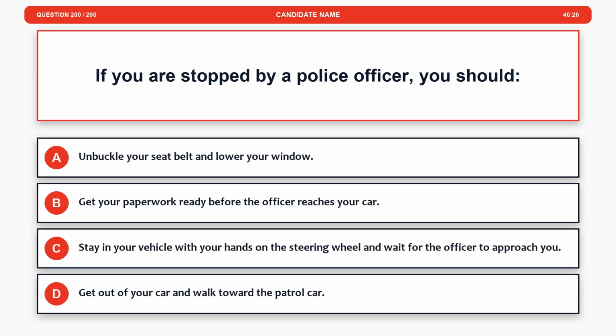Question 200. If you are stopped by a police officer, you should: Option A, unbuckle your seat belt and lower your window. Option B, get your paperwork ready before the officer reaches your car. Option C, stay in your vehicle with your hands on the steering wheel and wait for the officer to approach you. Option D, get out of your car and walk toward the patrol car.